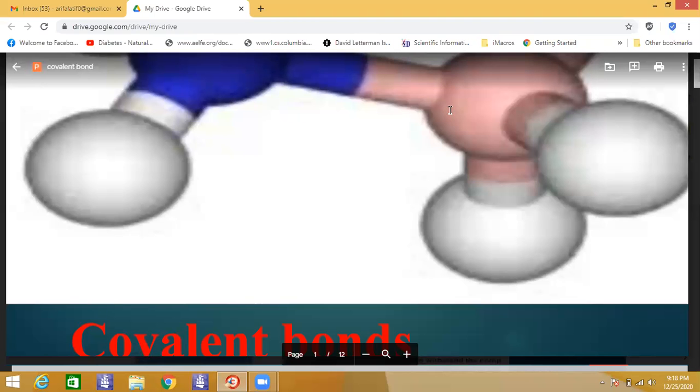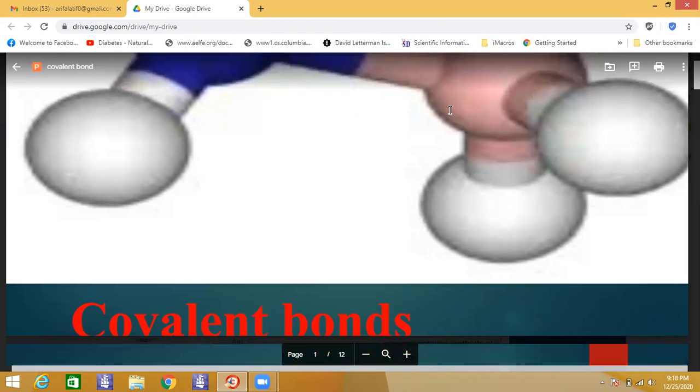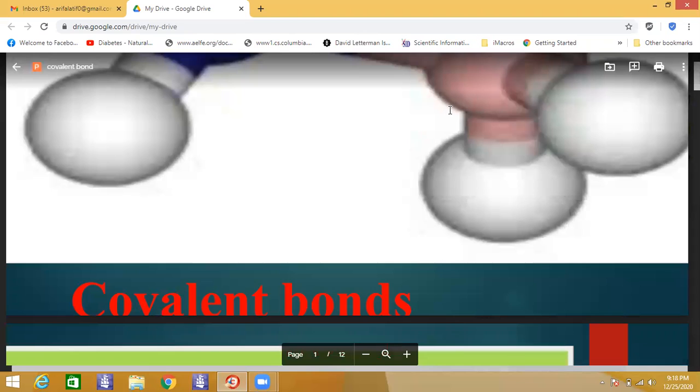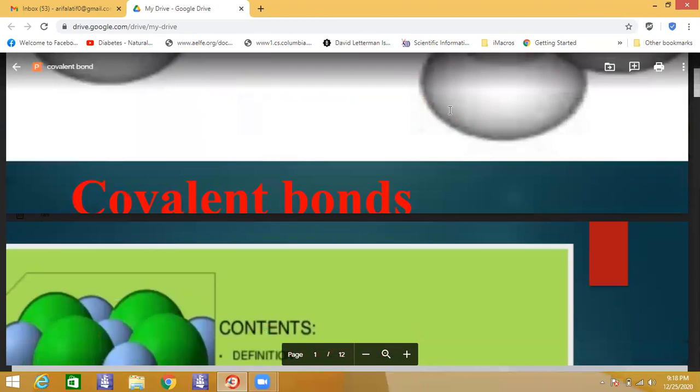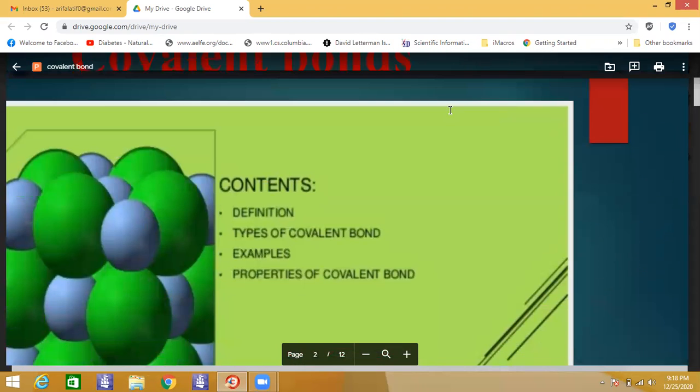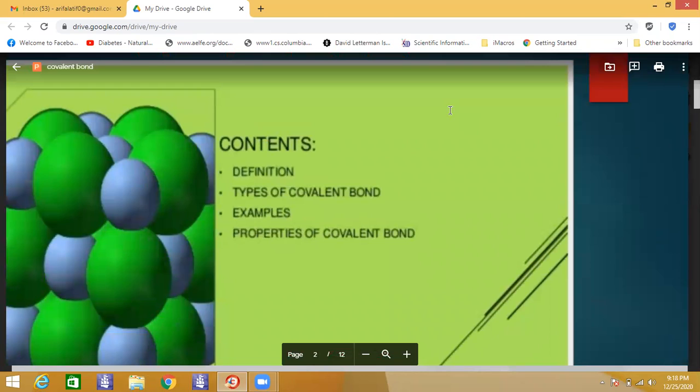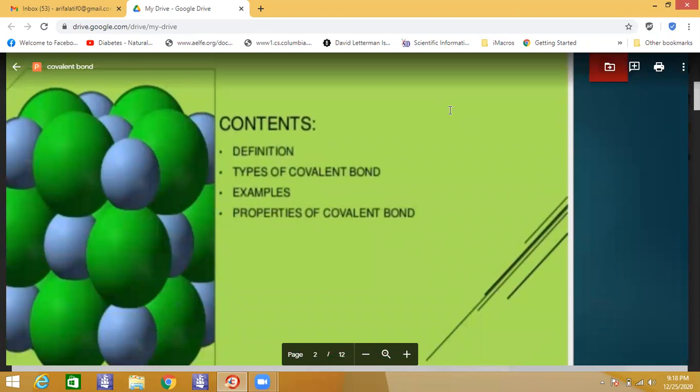The topic of today's lecture is covalent bond. So, the covalent bond is the bond which is formed due to sharing of electrons between two atoms. In this video, we'll discuss its definition, types of covalent bond, their examples, and some properties of covalent bond.